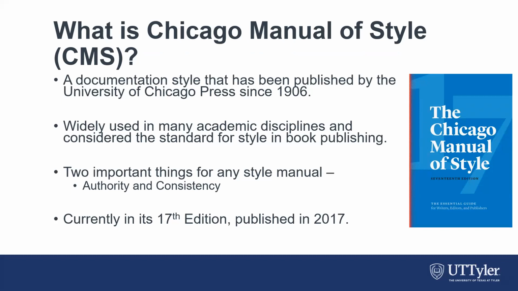What is the Chicago Manual of Style? I'm going to refer to it as CMS, and sometimes it's also known as CMOS, but I'm going to make it CMS because that's what most librarians and most scholars probably call it. It's a documentation style that has been published by the University of Chicago Press since 1906. It's widely used in academic disciplines and considered the standard for style in book publishing.